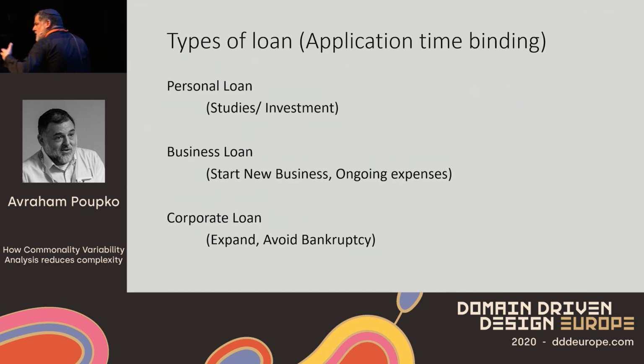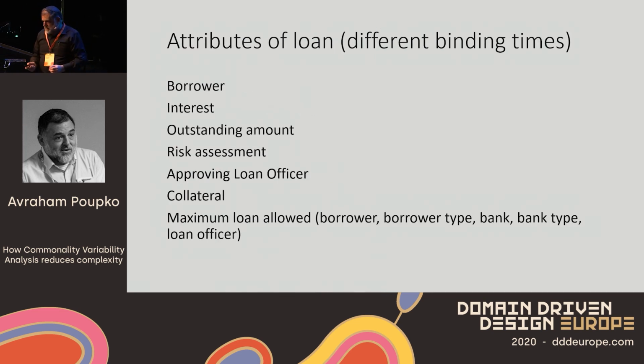And I start learning about types of loan. There's the studies loan and the investment loan, and there's the business loan. And the business loan has, like, we want to start a new business. I have ongoing expenses. There's a corporate loan. Why does he need a corporate loan? Is he trying to expand himself, or just to avoid bankruptcy?